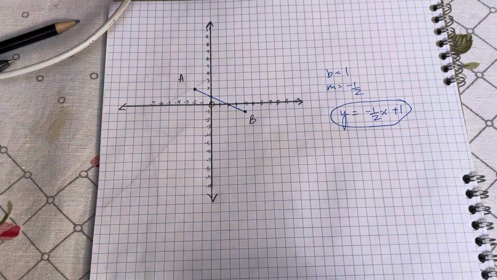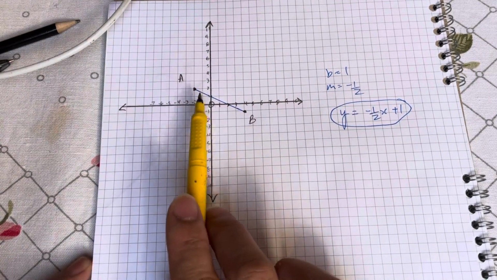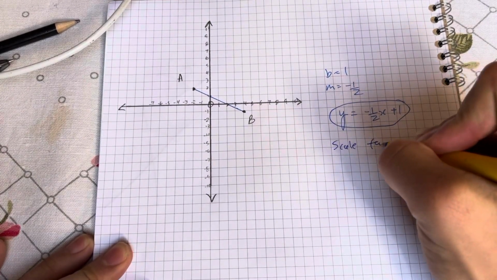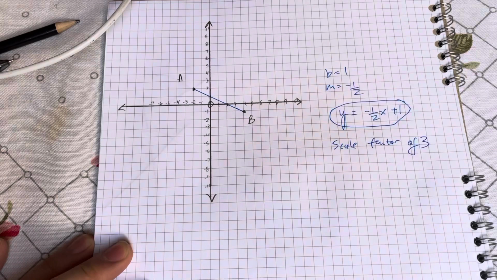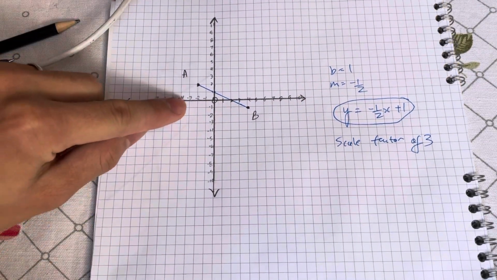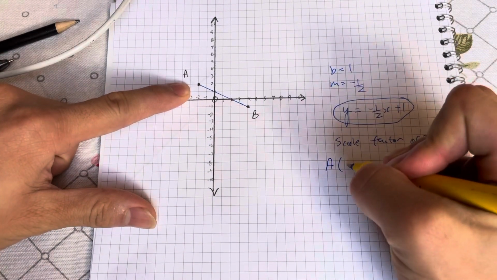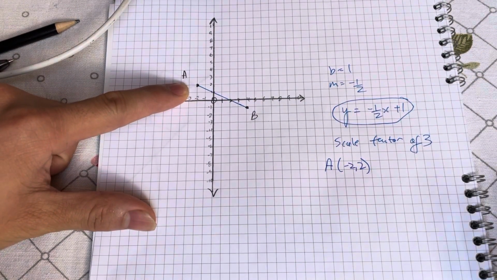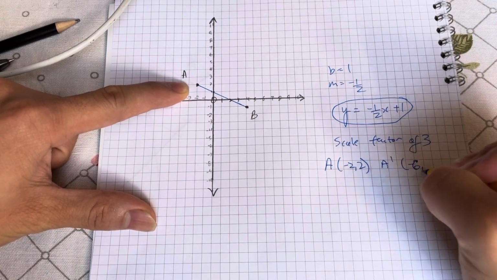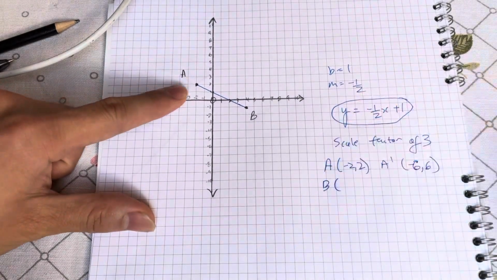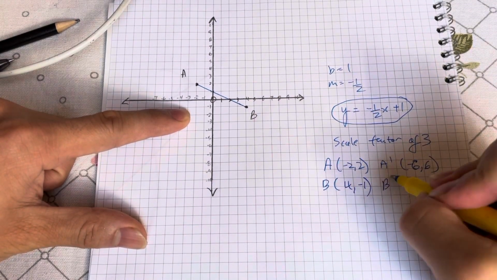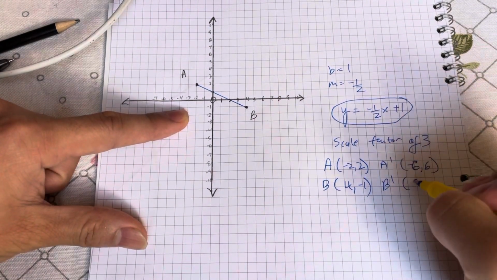Now, we want to know what happens when I dilate this line by, let's just say, a scale factor of 3. In this case, because it's a scale factor of 3, you do the same thing: you multiply each of these points. So if A is right now negative 2, 2, and I multiply each coordinate by 3, A prime is now negative 6, 6. And B right now is 4, negative 1, so I multiply it by a scale factor of 3, and B prime is going to be 8, negative 2.